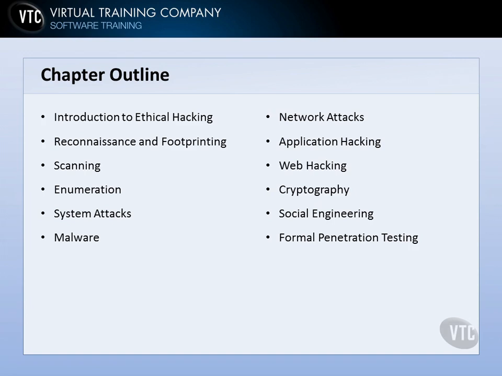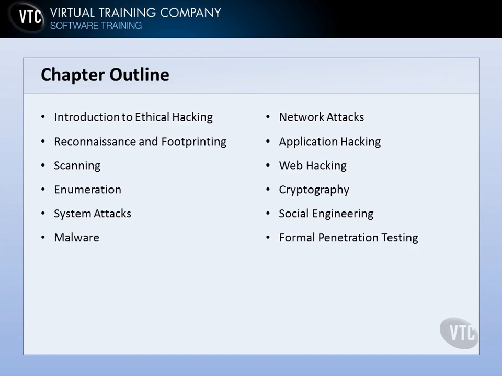Some of that methodology involves reconnaissance and footprinting, and that's where you basically get information about your target and figure out who you're trying to hack and what resources they have. We also talk about scanning, in particular network scanning, to learn what kind of open ports and services are on boxes. We'll also talk about enumeration, and that's basically getting information about a network and an organization.